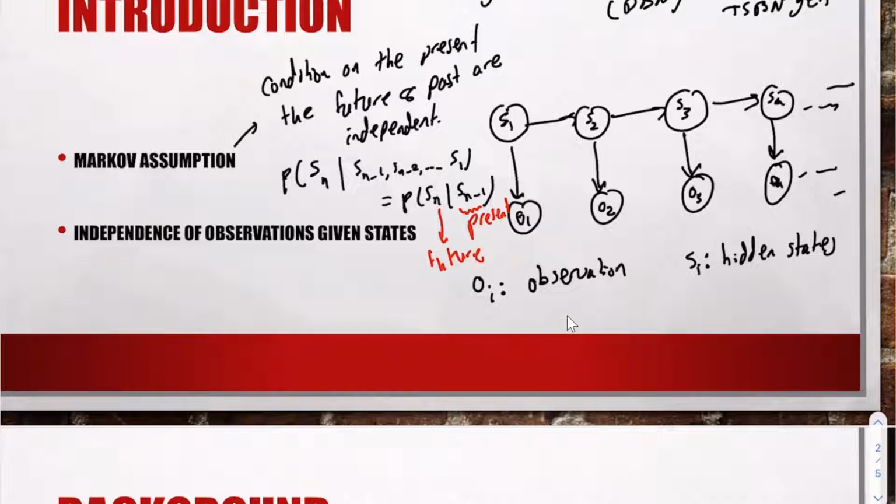What it says is that the probability of, for example, O_i given O_1, O_2, all the way to O_{i-1}, S_1, S_2, all the way to S_i is nothing but the probability of O_i given S_i. What it means is that if you condition on the state that is connected to that observation, then that observation is independent of any other observation and any other states.